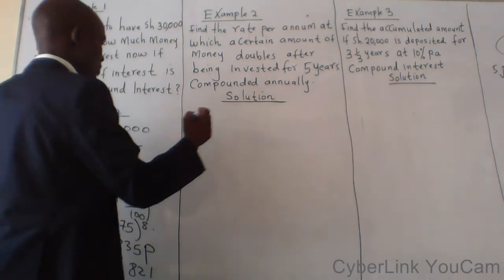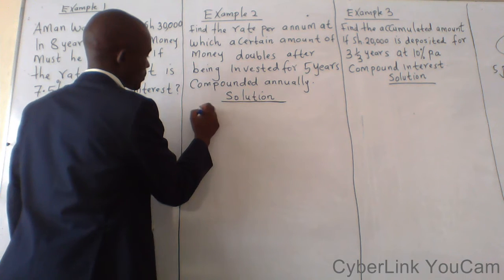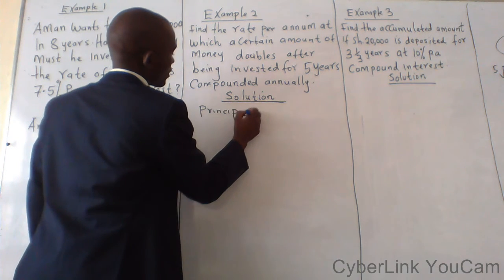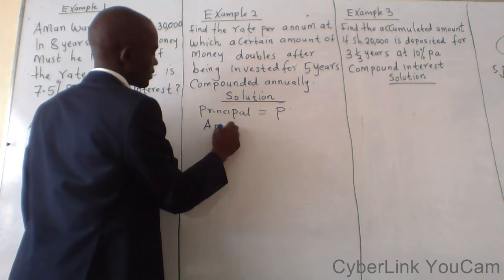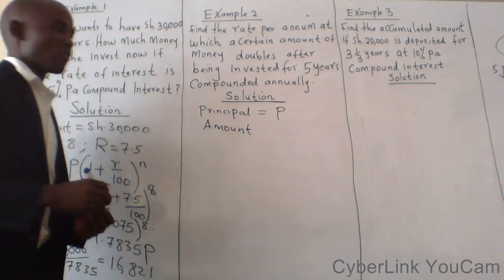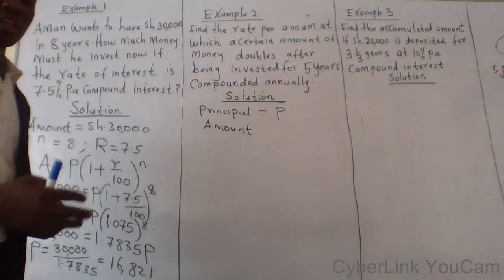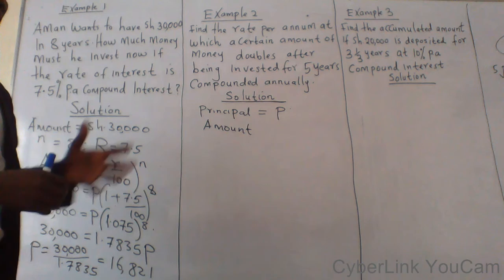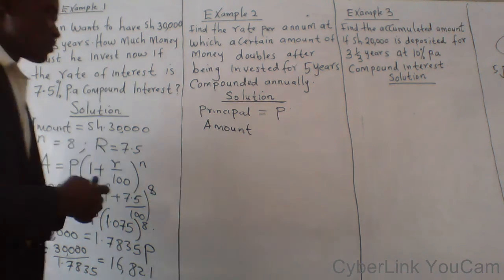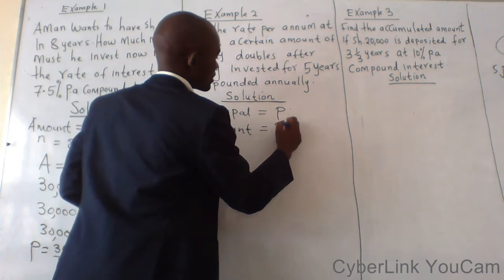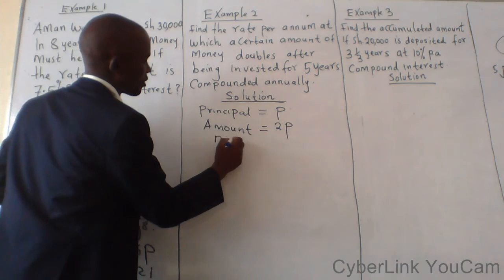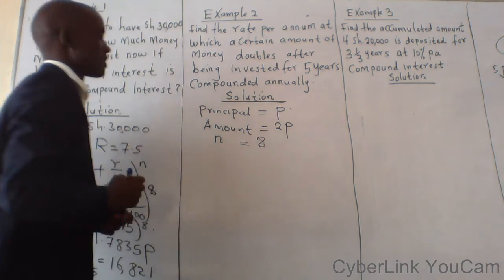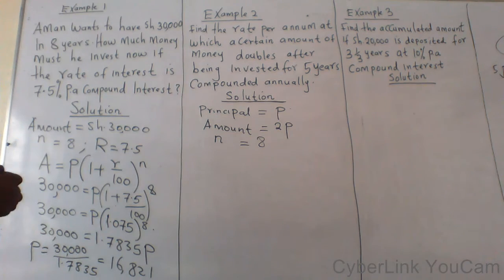So what we will do is we will say our principal should be equal to P. Remember, we are being told the money will double, meaning what you invest at the end of the day needs to be doubled. So the amount of money you will be talking about is 2P. We have also been given the period N, and we are being asked to get the rate.